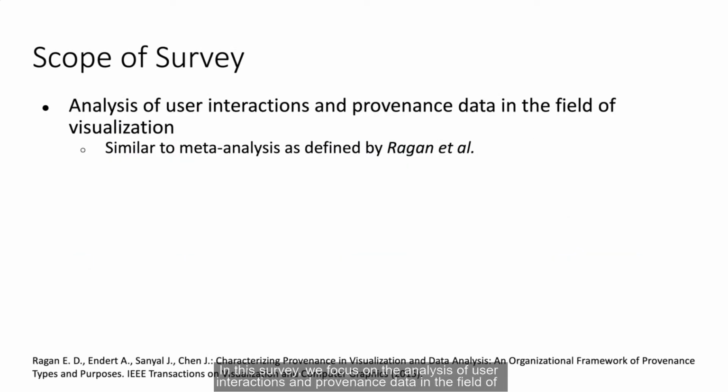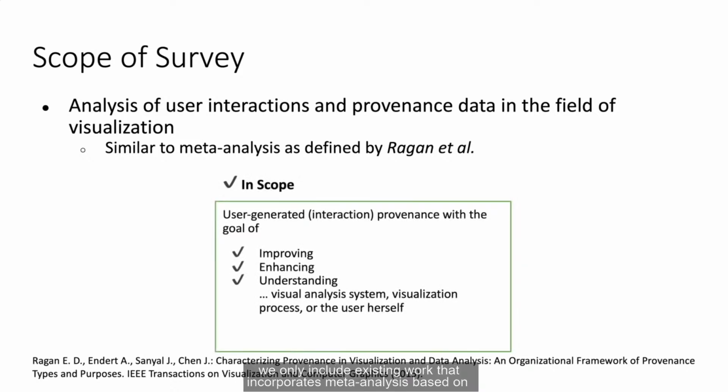In this survey, we focus on the analysis of user interactions and provenance data in the field of data visualization, whose main purpose is similar to meta-analysis as defined by Reagan. As such, we only include existing work that incorporates meta-analysis based on user-generated provenance data, most of which had the high-level goal of improving, enhancing, or understanding either the visualization system, the visual analysis process, or the user herself.